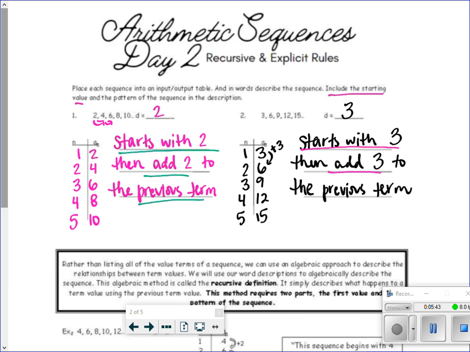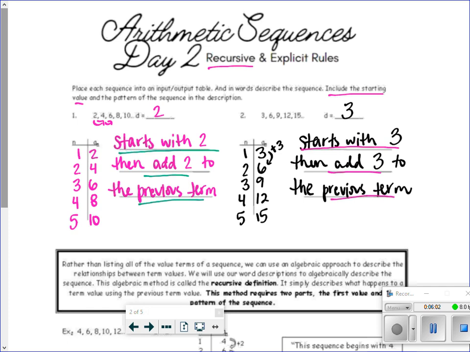Starts with 3, adds 3 to the previous term. Okay. So what we're about to look at is the recursive rule. We just wrote this out in the recursive rule format. So the recursive rule is how we build a sequence.